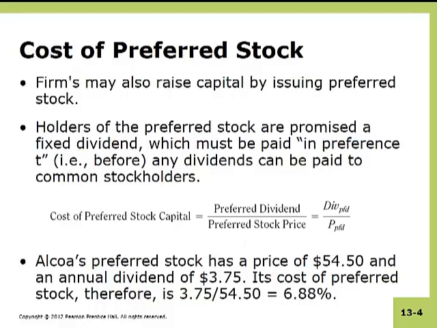Let's do an example. Alcoa preferred stock has a price of $54.50 and an annual dividend of $3.75. Its cost of preferred stock, therefore, is $3.75 divided by $54.50, which is its price, or 6.88%. This is the after-tax cost of preferred, and the before-tax cost equals the after-tax cost.